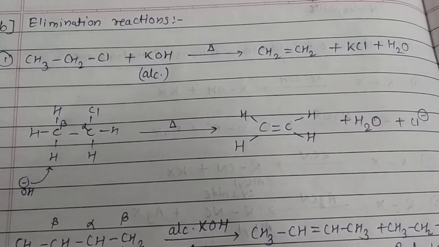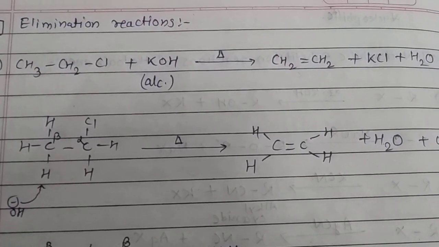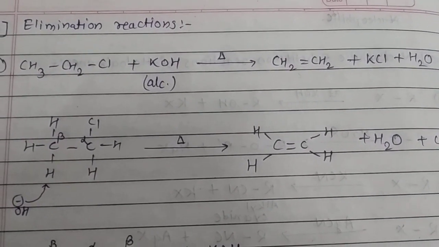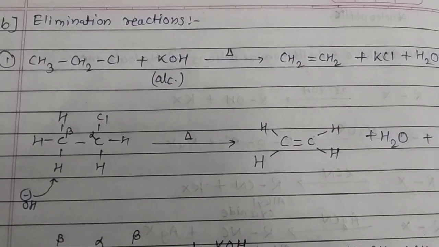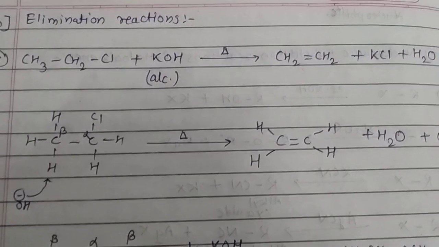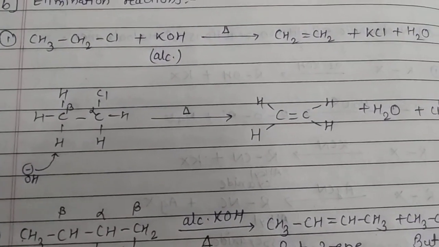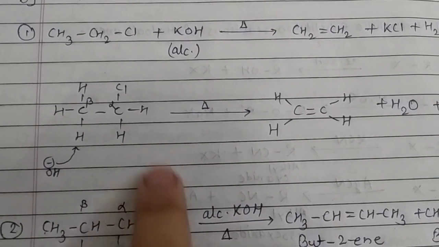Okay, so that is the difference between aqueous and alcoholic KOH. With aqueous KOH, Cl is substituted and OH is attached in place of Cl. But if we use alcoholic KOH, then alkene is formed as the product. So this is the simple mechanism of how it is happening.